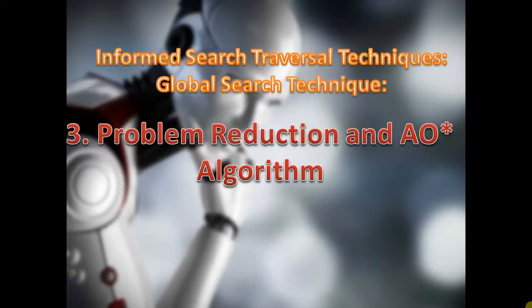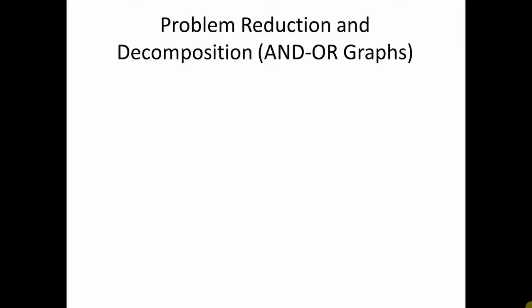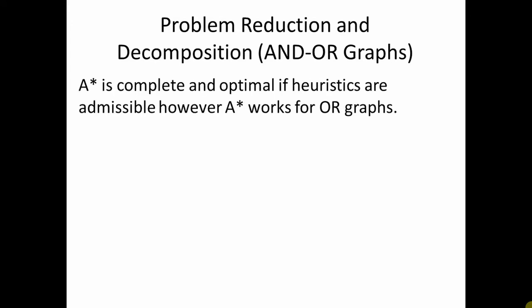Let's continue. Today's topic is problem reduction and the AO-star algorithm. Problem reduction is the technique, and the algorithm which implements this technique is called AO-star. Now, A-star is complete and optimal if heuristics are admissible, as we have seen already. However, A-star works for OR graphs only.